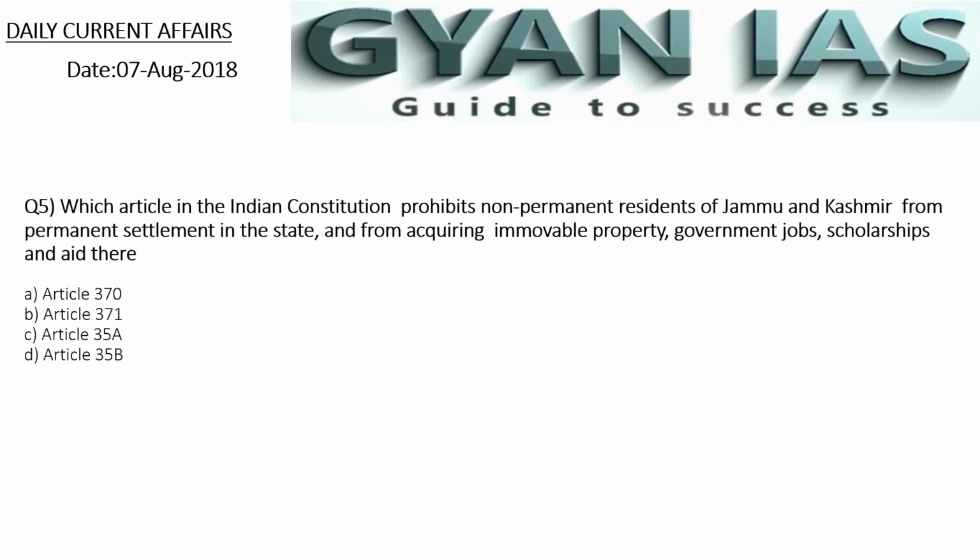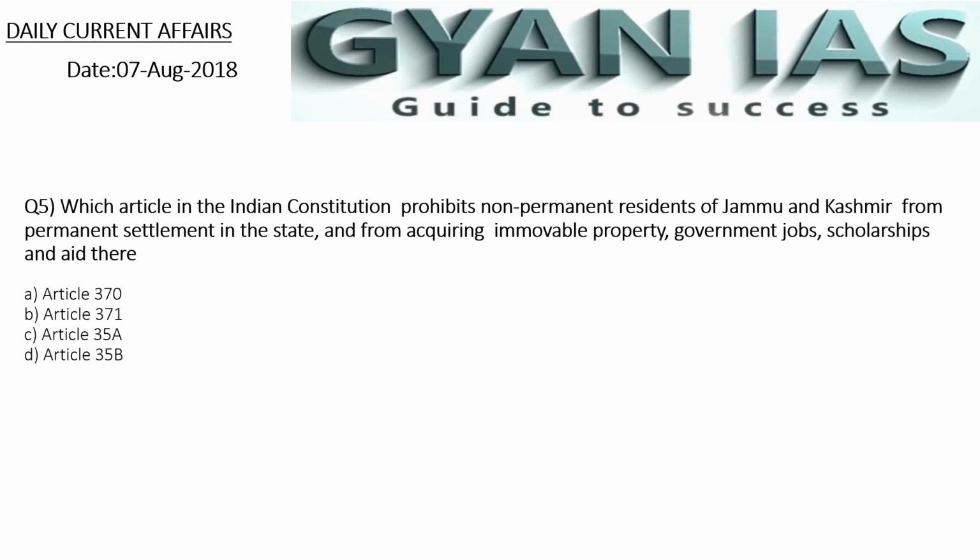The fifth question for today is: which article in the Indian Constitution prohibits non-permanent residents of Jammu and Kashmir from permanent settlement in the state and from acquiring immovable property, government jobs, scholarships and aid there? Option A, Article 370. This option is not correct because Article 370 is for providing special status for Jammu and Kashmir. Option B, Article 371.